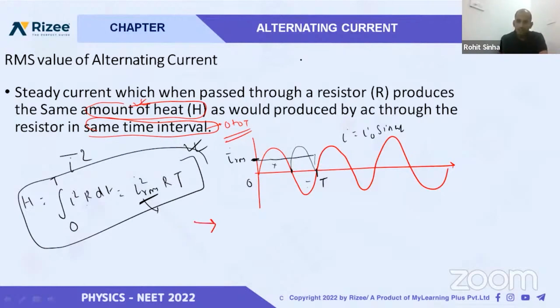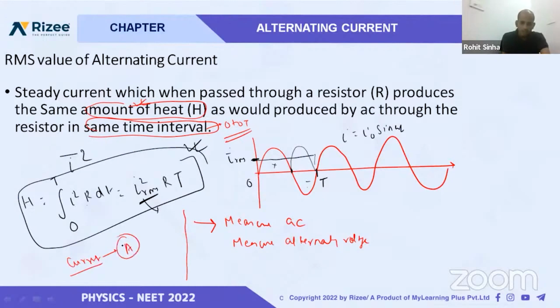I am explaining just for, okay, now one important point: suppose we have to measure alternating current, or we have to measure alternating voltage. What happens when measuring alternating current? We know that for DC, what do we use to measure a current? We use an ammeter. That we know.